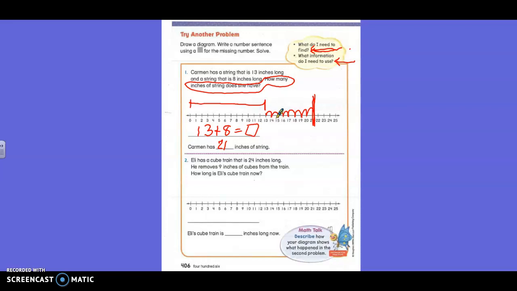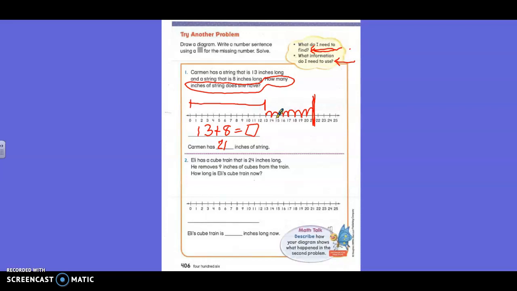Okay. So, what are we going to find? What are we trying to find? Sharon? How long is Eli's cube tray? Okay, what information are we going to use to find how long Eli's tray is? Landon? Starts out at 24 inches long.